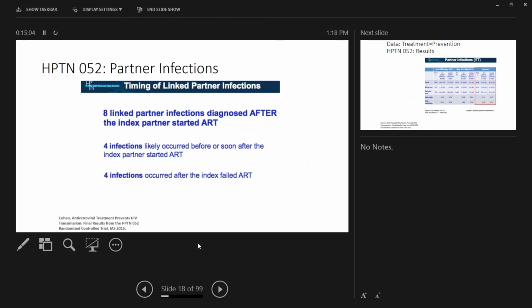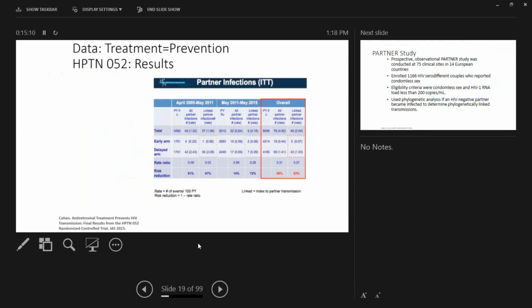4 of these infections occurred before the partner was virally suppressed, and 4 occurred in the setting of someone whose antiretroviral therapy was failing their treatment. Next slide, please. So part of this slide, some of the words disappeared, but I'll talk you through it. In the HPTN-052 results, they found that there was a 93% reduction in HIV transmission between partners.